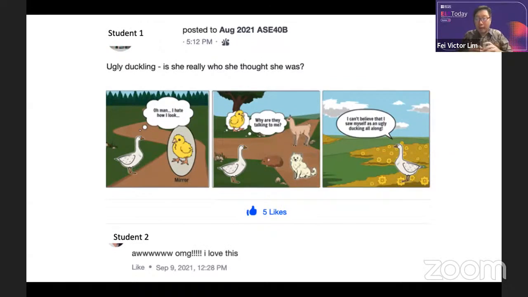So again, using the genre of transmedia, using comic strips, students are able to express their ideas and their creativity, as well as a certain level of semiotic awareness based on what we introduced to them in the earlier part of the lesson.